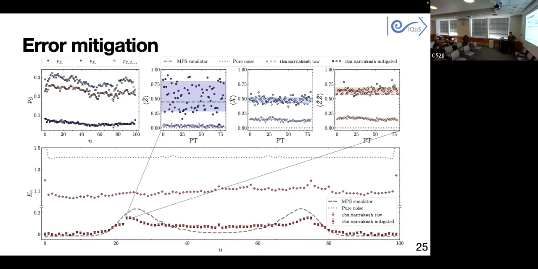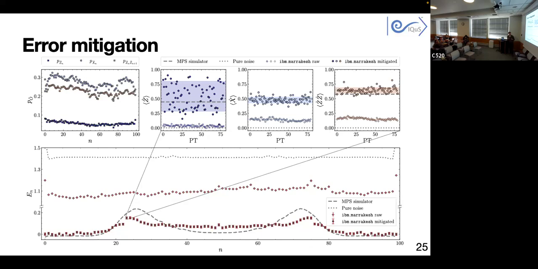But after applying this error mitigation, you can see that you really recover a lot of the signal that you intend to simulate. And in the panels at the top, I am highlighting one other thing that we noticed on the device results that we were not expecting, and this is an asymmetry in the noise that we are seeing on the device.